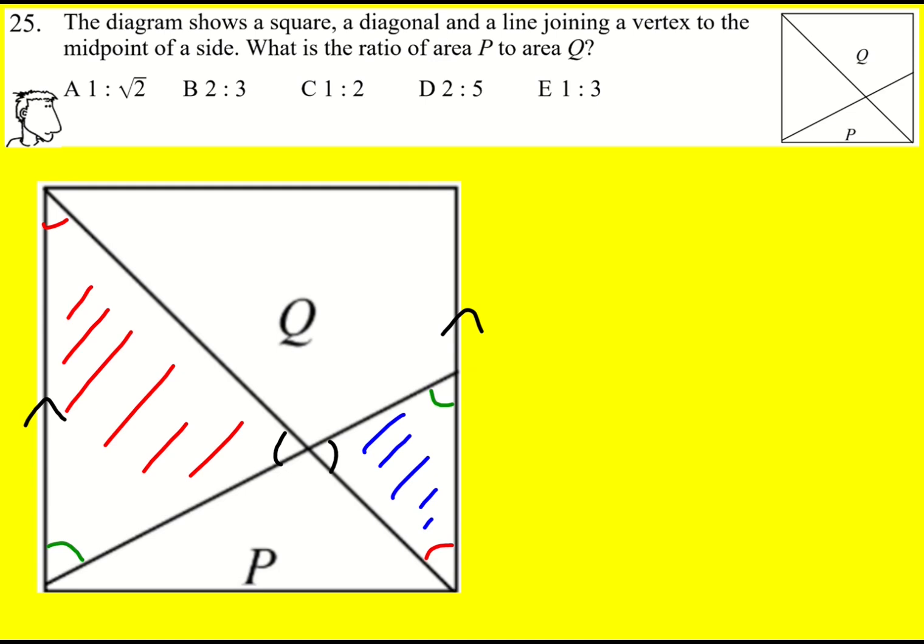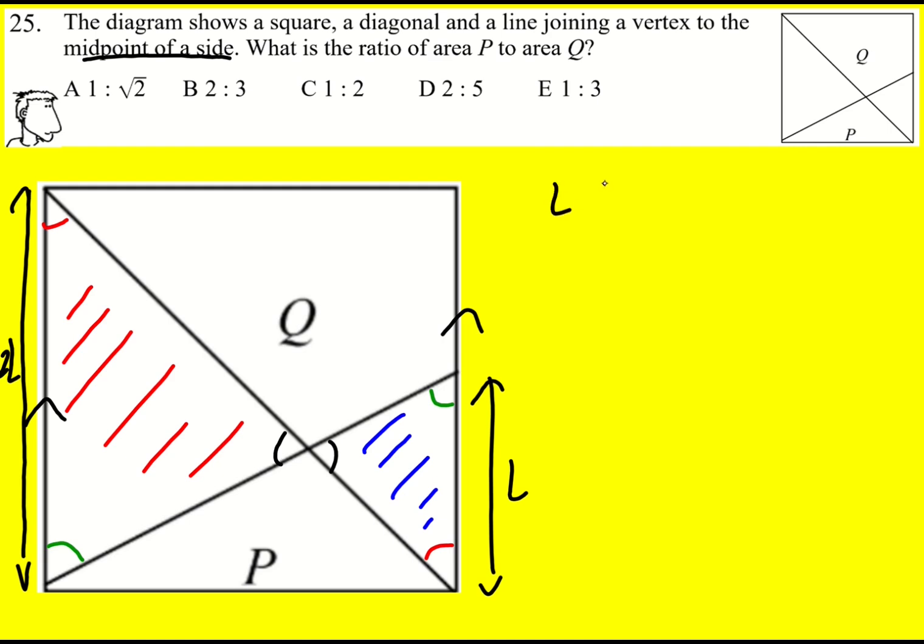Now, another crucial piece of information is that it says a diagram shows a square, a diagonal, and a line joining a vertex to the midpoint of a side. So actually, this length, if I call it, say, 2L, is going to be twice this length that's L, because this is the midpoint. So the red triangle sides are twice as much as the blue triangle sides. The length scale factor is 2.